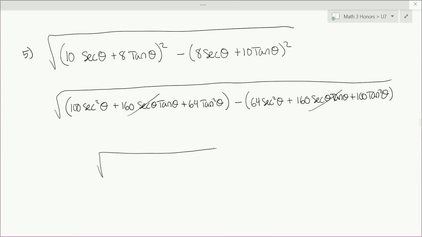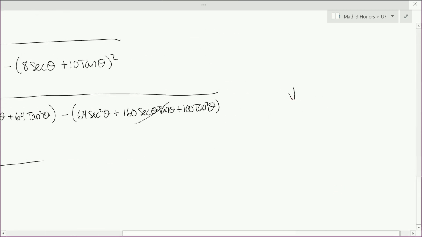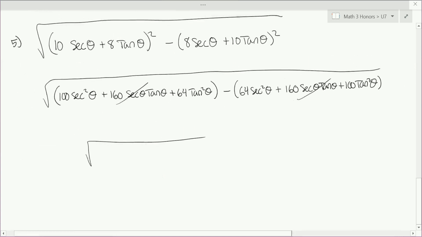Okay. Very important, guys, that you know. So if I have the square root of 64 plus 100, you cannot say that's 8 plus 10. You have to, because there's an implied parentheses which says you have to add before you take the square root. And so that applies to this too.